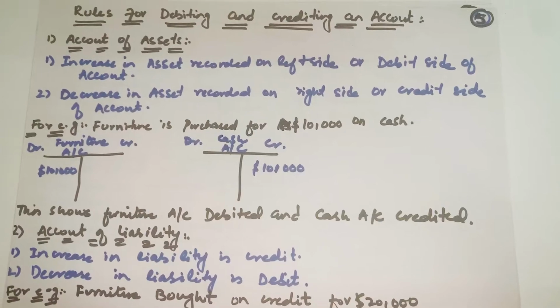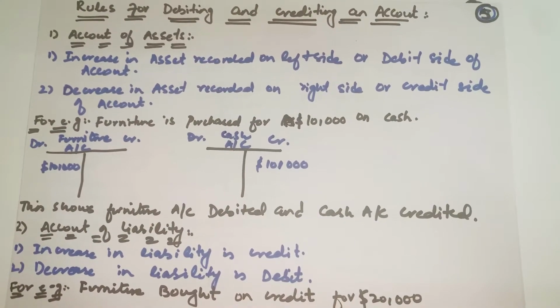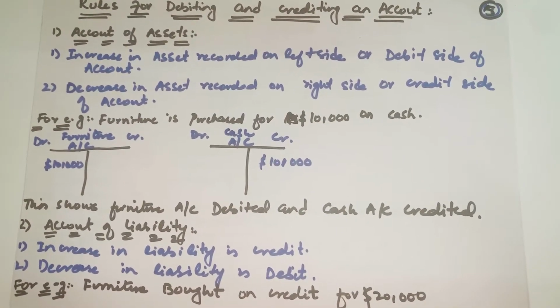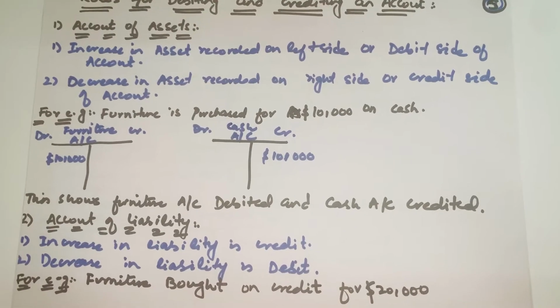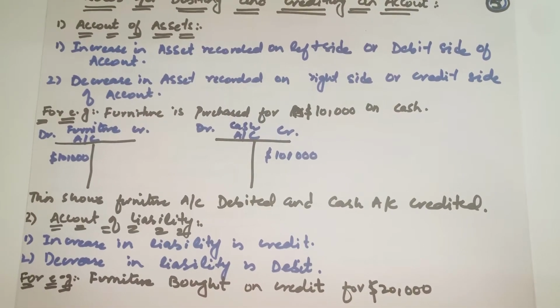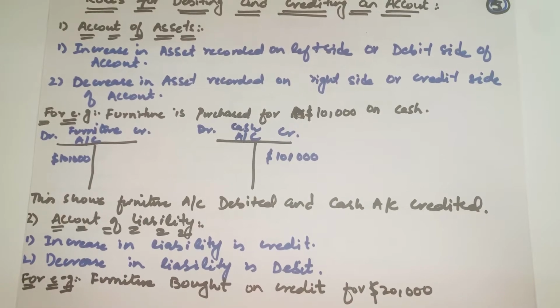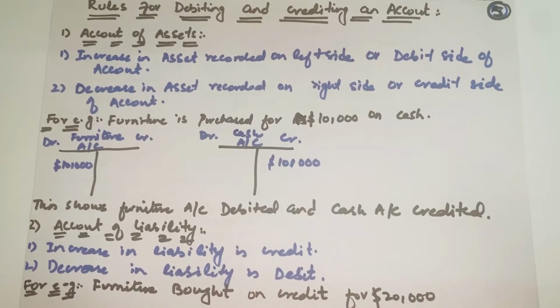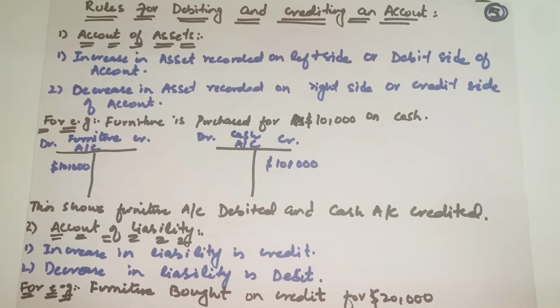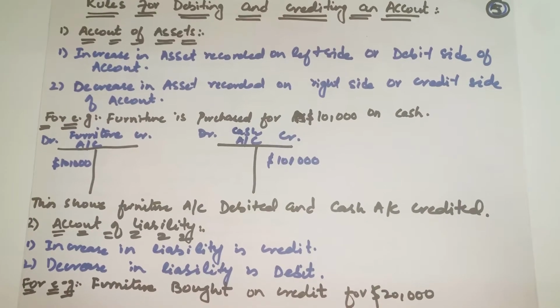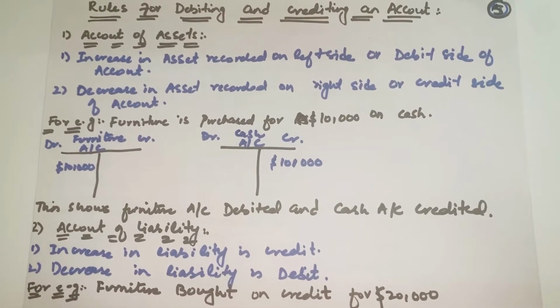Now let us look at the rules for debiting and crediting an account. As we have seen previously, there are certain rules, the golden rules of accountancy, that we have to follow for posting different types of transactions into the books of accounts. There are certain rules related to debit and credit. Let us see them one by one with the help of an example so that it will be much clearer to you.